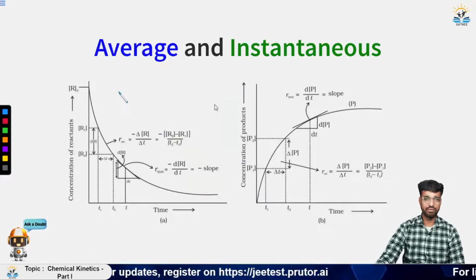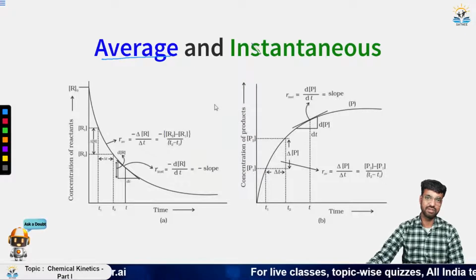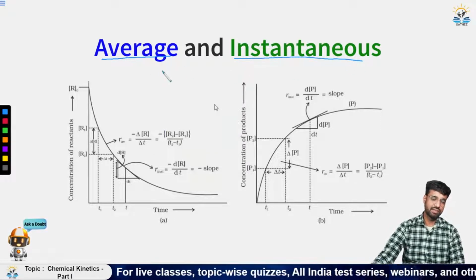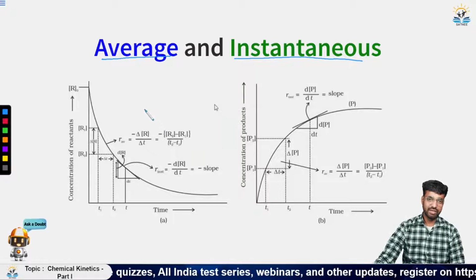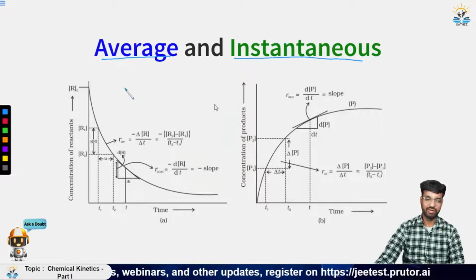Before that, let us move to the types of rate of reaction. There are basically two types of rates of reaction. The first one is the average rate of reaction, and the second one is the instantaneous rate of reaction. The main difference is that in the average rate of reaction we are calculating the rate of reaction over a wider, or you can say a greater, interval of time.